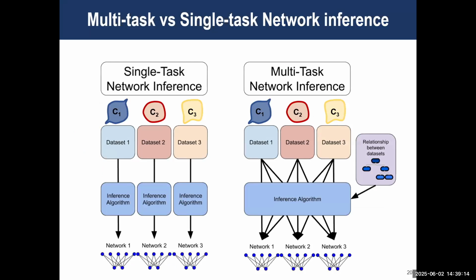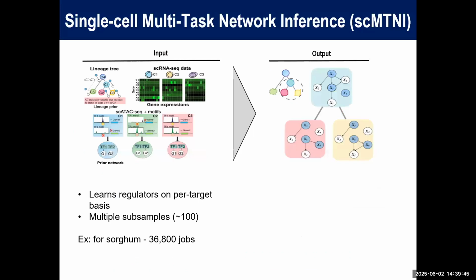To differentiate between single task network inference and multitask network inference, one naive way could be to consider each of these cell types independently and infer the network. But since we have the cell type lineage identified, why not make good use of it? So we consider the relationships between these different cell types and then infer the individual networks. And that's basically the plus point of SCMTNI.